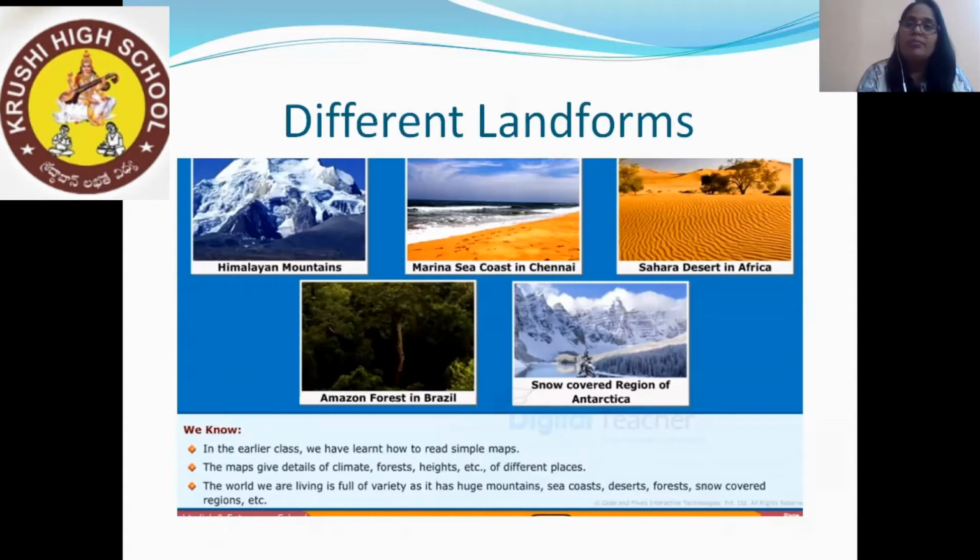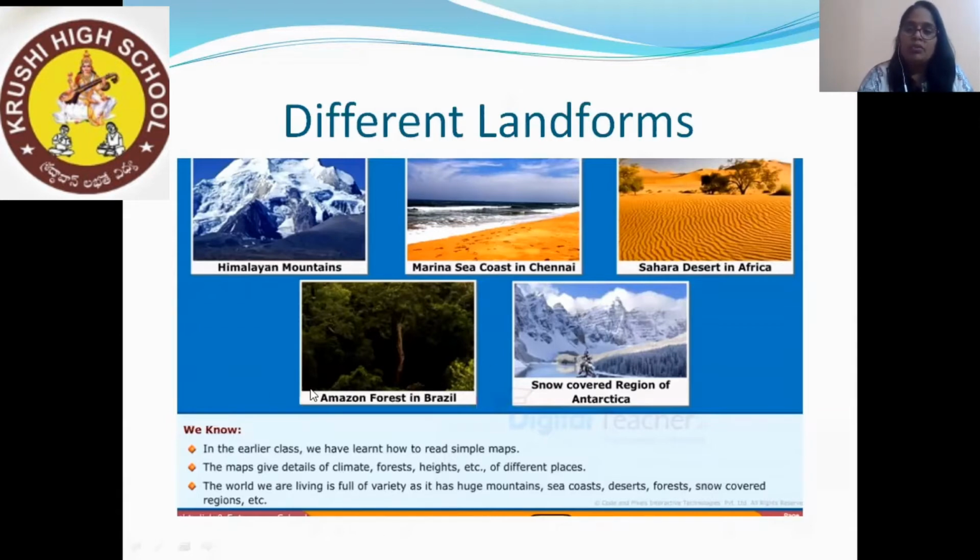Here you can see the different landforms: Himalayan mountains, Marina Sea coast in Chennai, Sahara Desert in Africa, Amazon forest in Brazil, snow-covered region of Antarctica, right? In the previous lesson, you learned about different types of maps. In the earlier class, we learned how to read simple maps. The maps give details of climate, forest, height, etc. of different places, right? The world we are living in is full of different landforms such as mountain, sea coast, desert, forest, snow-covered region, etc., as shown on the screen, right?